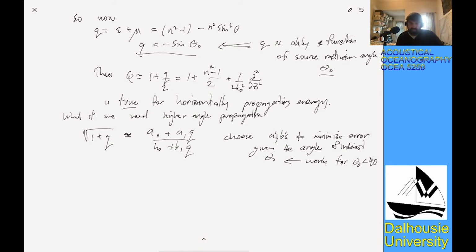So that kind of opens up what we're talking about. The most popular way to approximate Q is the Parabolic series.